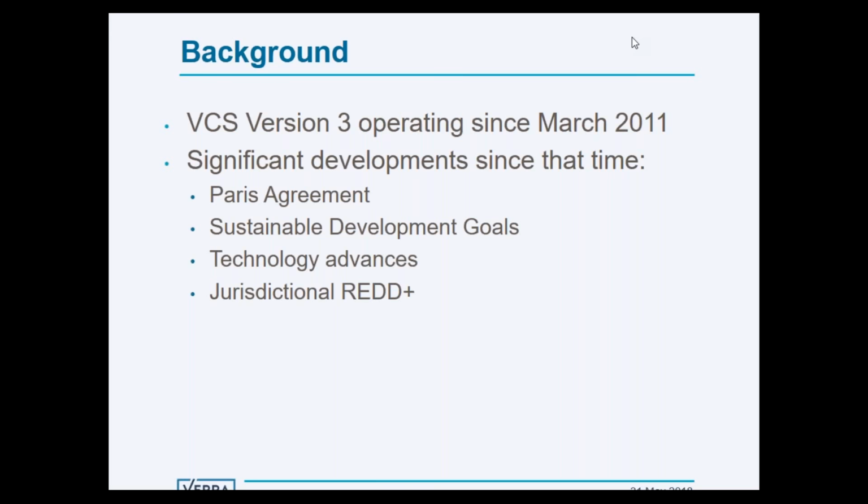We had considered, for example, that we could essentially tweak VCS version 3 to integrate and interact with these developments. However, as we went through that thought exercise, it became pretty obvious that the updates that were needed to the VCS program to accommodate and address these developments really meant that a wholesale new version of the VCS program was necessary. And hence the development of VCS version 4 and hence this public consultation.